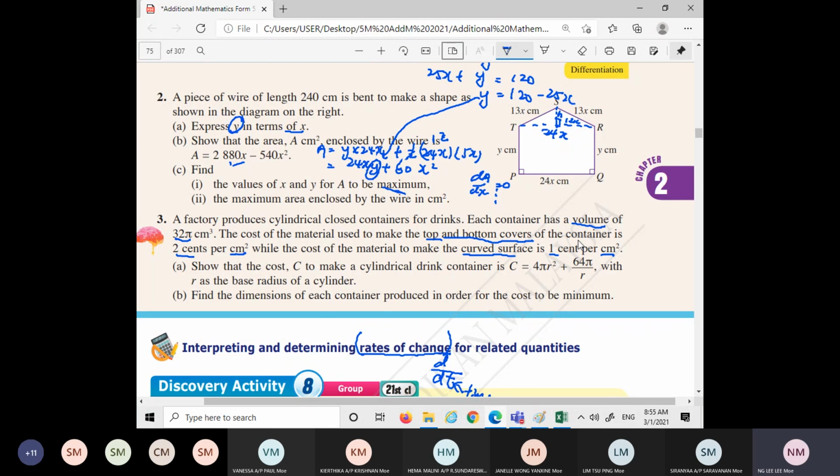So you see, outside the factory all that is not so easy, the question cannot be solved so easily. They involve a lot of other things. Okay, we'll see how to do. Show the cost C to make a cylindrical drink container, with r as the base radius of the cylinder.